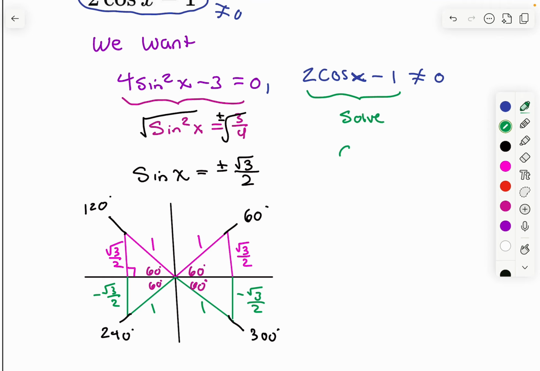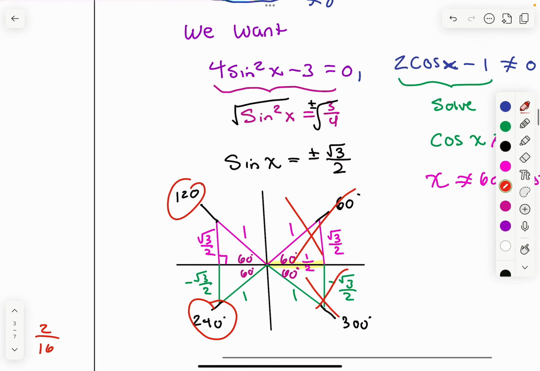Okay, and the x coordinate is positive 1/2. We'll go back to our diagram. In these diagrams, this x coordinate here is 1/2. So again, we don't want cosine of x equal to 1/2, which means x cannot be 60 and 300 in our diagram. So I have to get rid of these, and I just keep these. So the answer is x equals 120 and 240 degrees.